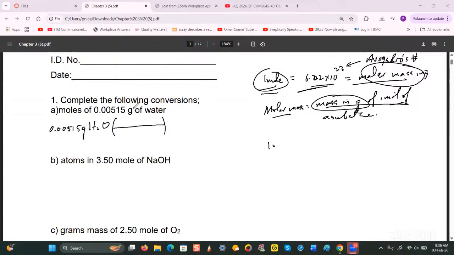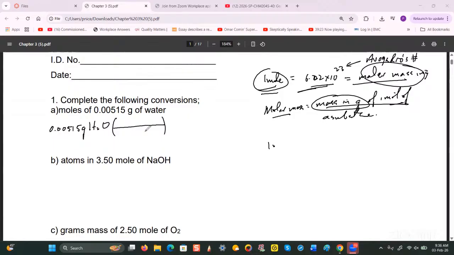So how do we get molar mass? We go to the periodic table and we look up the molar mass of hydrogen multiplied by 2, and then we add the molar mass of oxygen. So hydrogen, just going to do a quick calculation here. Hydrogen would be 2 times 1.008, and then we add to that 16. So that gives you 18.016 grams. So therefore, that would be the molar mass.